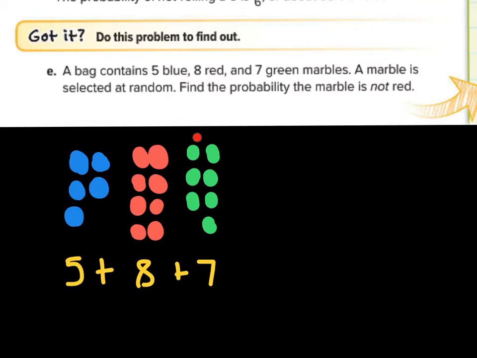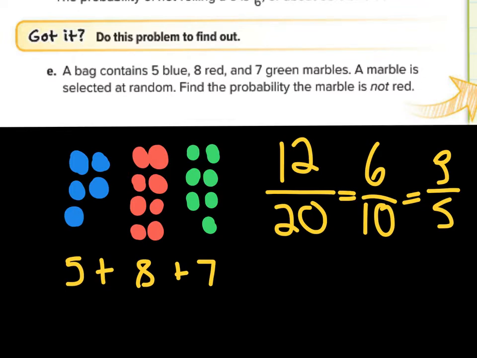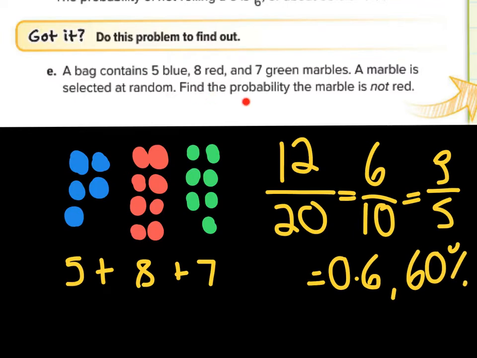So we have to count the numbers that are not red. So we have 5 plus 7, okay, is 12. So we have 12 out of 20 marbles, which is the same as saying, we divide them both in half, 6 over 10, or 3 over 5, correct? So the probability of not choosing a red is 6/10, right? It's the same as saying 0.6, or 6 in the 10th place, which is the same as saying 60%. So the probability that the marble will not be red is 60%.